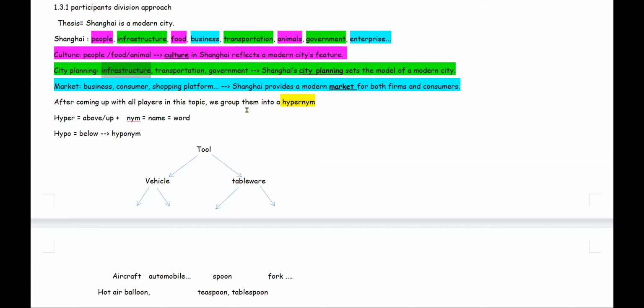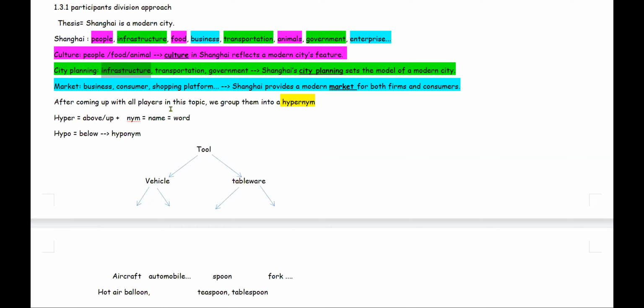Okay, and then you see how this market is well designed to benefit both firms and consumers. When shopping is made easy, or shopping is made sustainable, it will in turn encourage the growth of the market. And does Shanghai fit into that kind of feature? Oh yeah, definitely. So with these three arguments, we prove and conclude that Shanghai indeed is a modern city.